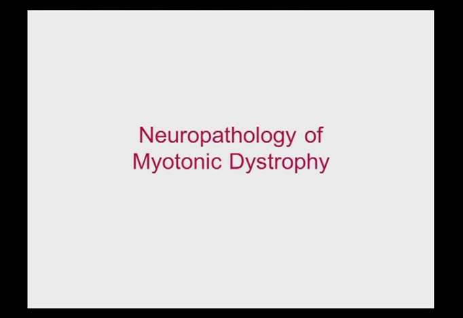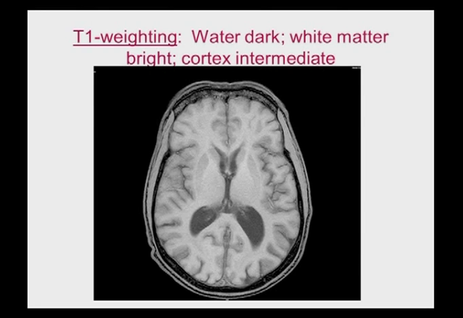So let's talk a little bit about what's known about the neuropathology of myotonic dystrophy. And I could probably stop right here. There's a lot of smoke, but not a lot of fire, I guess. So what I'd like to do for a second is just talk a little bit about neuroimaging, because I'm going to be showing some neuroimaging, and I'd like to get you all on the same page.